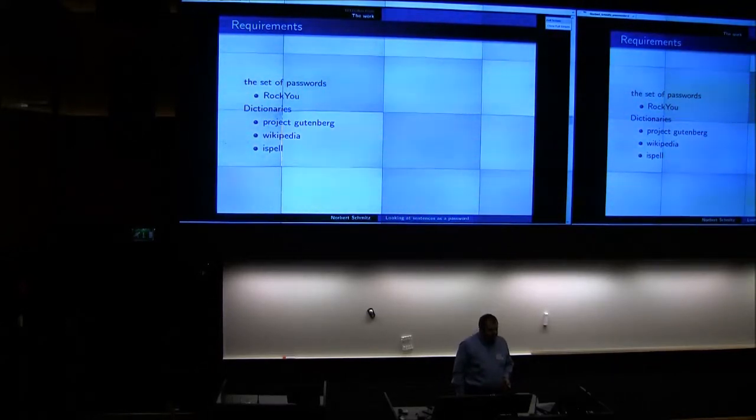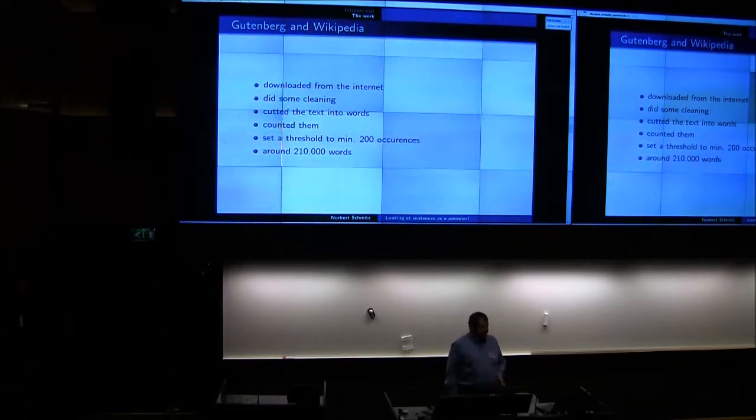Another source for a dictionary I was thinking about was Wikipedia. As we all know, Wikipedia is a big encyclopedia which is quite growing. I was assuming that the words which are in Wikipedia are somehow also used as passwords, at least combinations of them. And the third dictionary I was looking at was the dictionary of Iceberg. But let's first have a look at the Gutenberg and Wikipedia stuff.